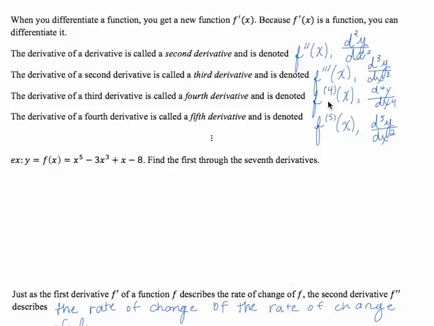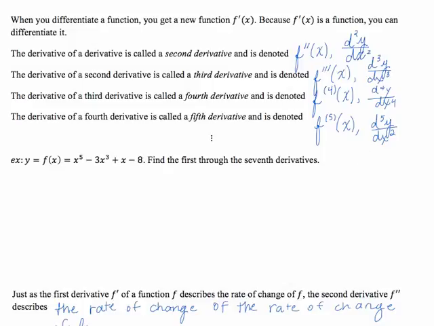Then we have the fourth derivative, fifth derivative, and so on. When we get to the fourth derivative, we stop using primes and instead we use parentheses around the number 4. Now if you just put f to the 4 of x, that means fourth power of x. But when you put f to the fourth in parentheses, that means the fourth derivative of x.